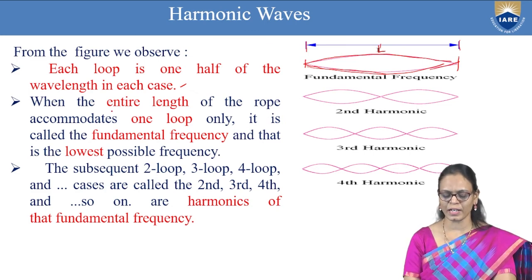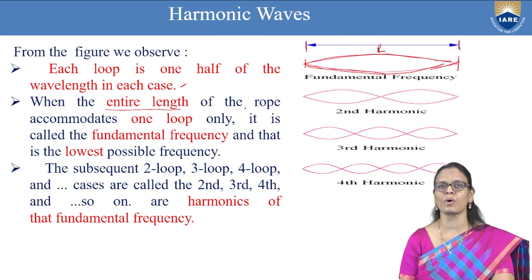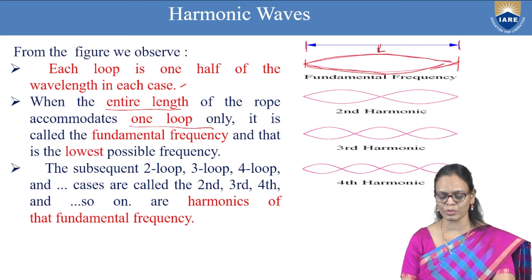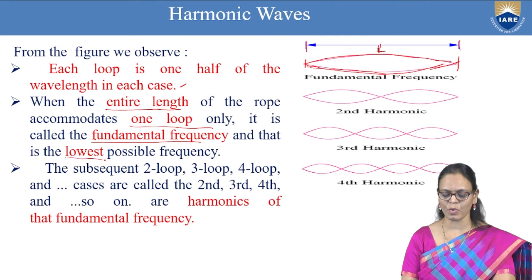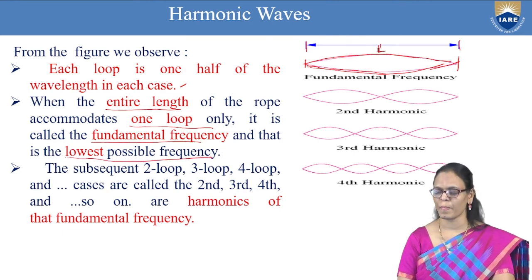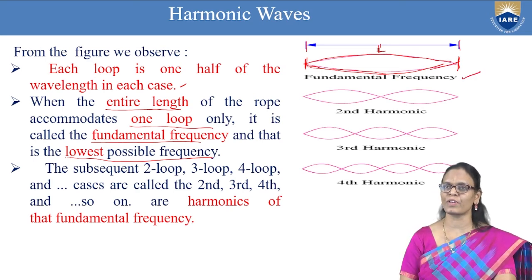So what we see here, when the entire length of the rope accommodates only one loop, then we call it the fundamental frequency, and that is the lowest possible frequency. So this is the lowest. You cannot have a string with half of this, meaning you cannot have an antinode here and a node here, because always at the fixed ends we have nodes. So this is the least possible vibration. So we call it the fundamental frequency.